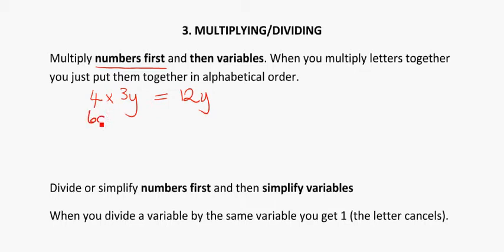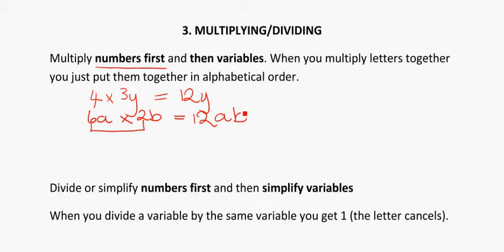Second example, 6a times 2b. Okay, numbers first and then variables. And when you multiply letters together, you just put them together in alphabetical order. Numbers first, 6 times 2, 12 again. Now we've got an a times a b, and so we just put them together in alphabetical order.